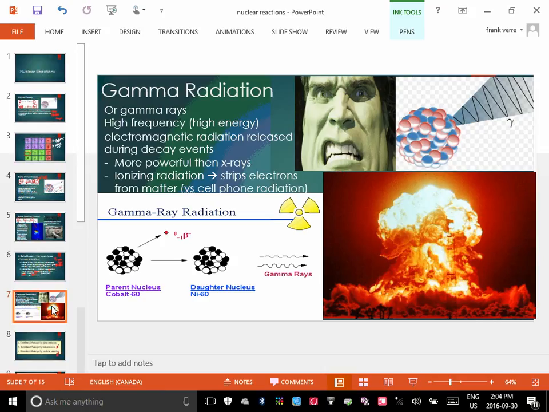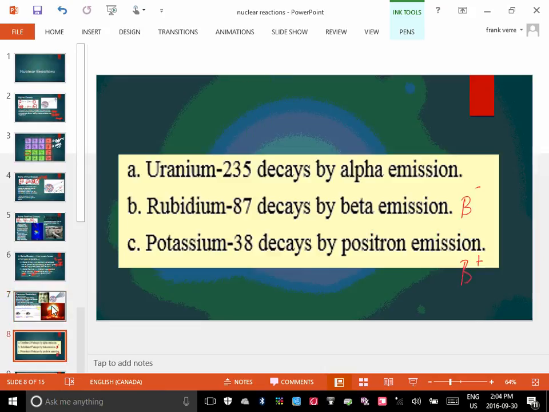So these are things that we're not going to include in our equations when we're balancing them out, but I want you to be aware that these nuclear reactions, which can release a lot of energy, can release things like gamma rays, which are very, very powerful. So let's look at an example of the three types then.